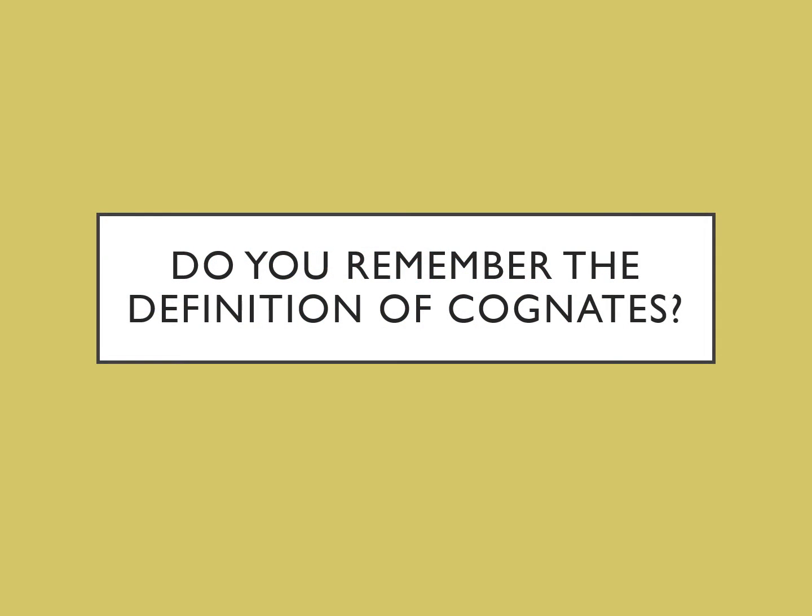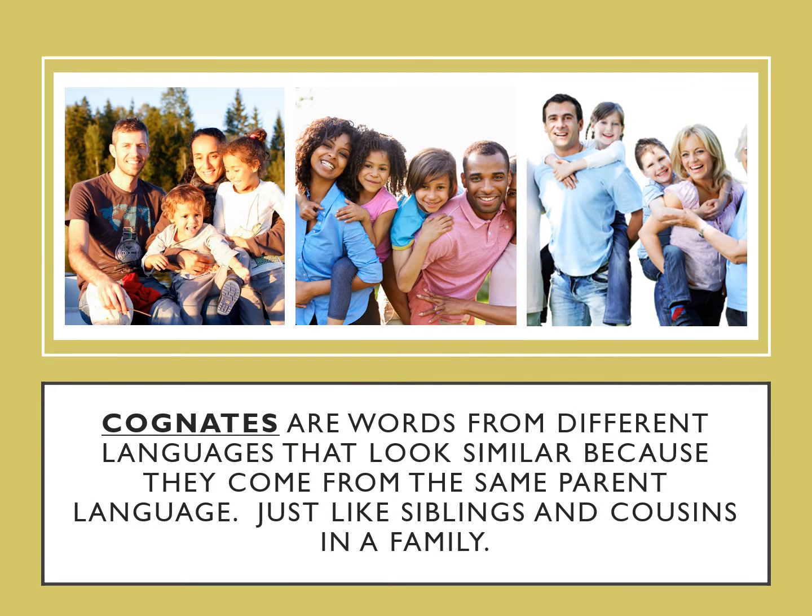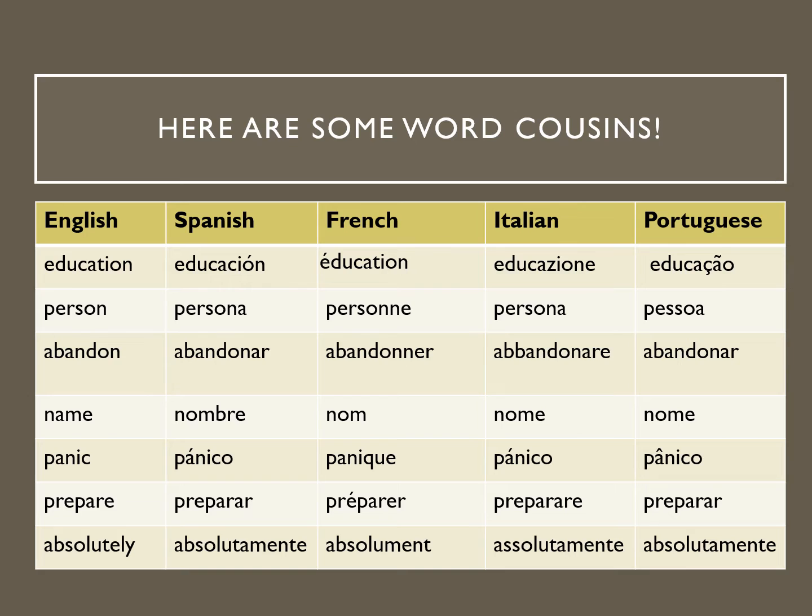Do you remember the definition of cognates? Cognates are words that come from the same parent language, in this case, Latin. And just like siblings and cousins in a family, these words that came from Latin also look alike. Here are some word cousins. Pause the video so you can fully analyze these words from 5 different languages that are all very similar.